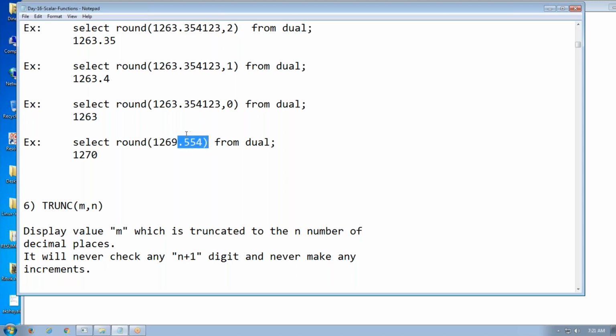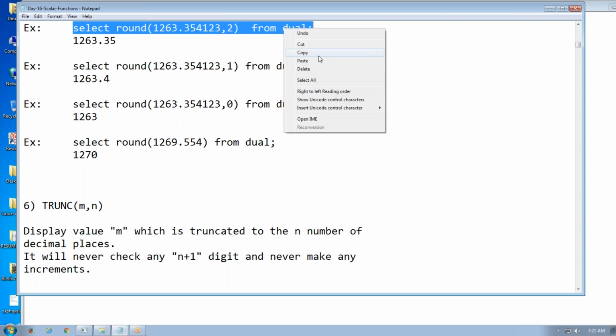Before truncating, before rounding this with 0 number of digits, it will verify next digit. What is the next digit? 5. 5 greater than or equal to 5. Condition true. Then the previous digit incremented by 1. Now it is becoming as 10. 9 is becoming as 10. Means 1270. So hope you understand this.